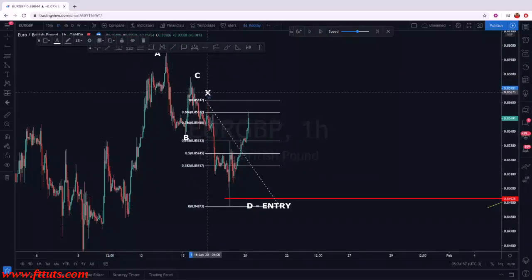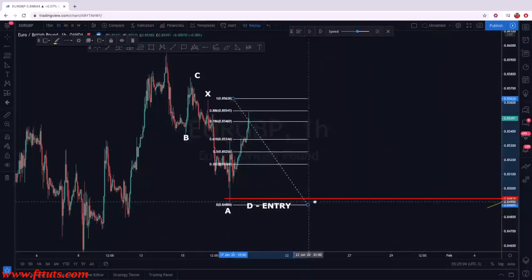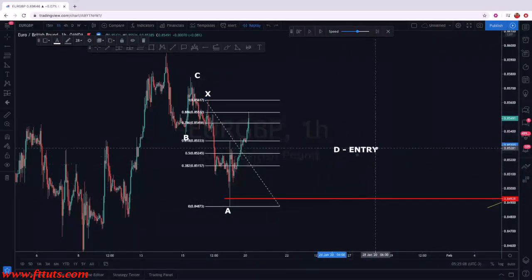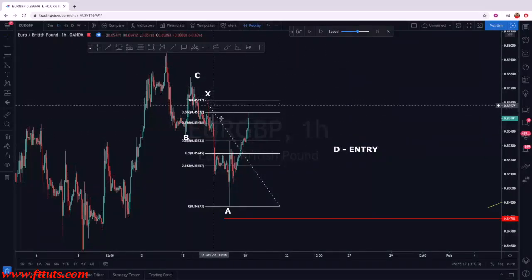We are now looking at the bearish bad pattern, so don't confuse the two. We are now at X, and this is my A leg. Sorry about that. I wanted to remove this here. There we go. This is now my A leg, and then now we are looking for B.